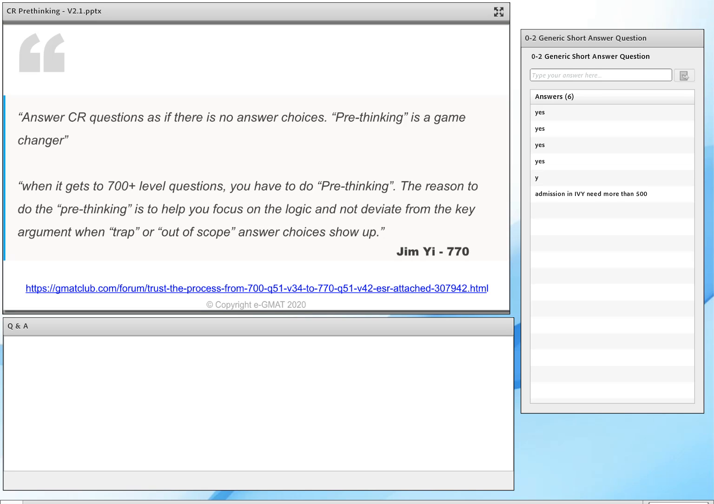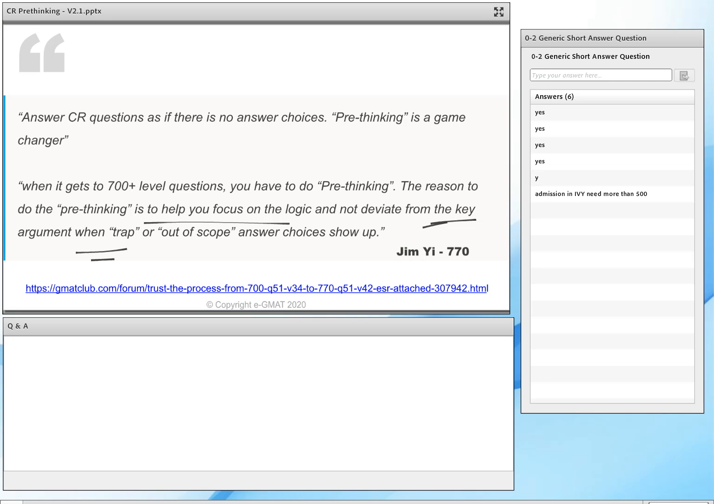We diagnosed his problem. We said, you've got to do pre-thinking. We gave him an exercise to really figure out why he wasn't doing pre-thinking. And within 20 days, he was able to go from 35th percentile to 97th percentile in critical reasoning. And again, he says, pre-thinking helps you focus on the logic and not deviate from the key argument or trap answer choice.